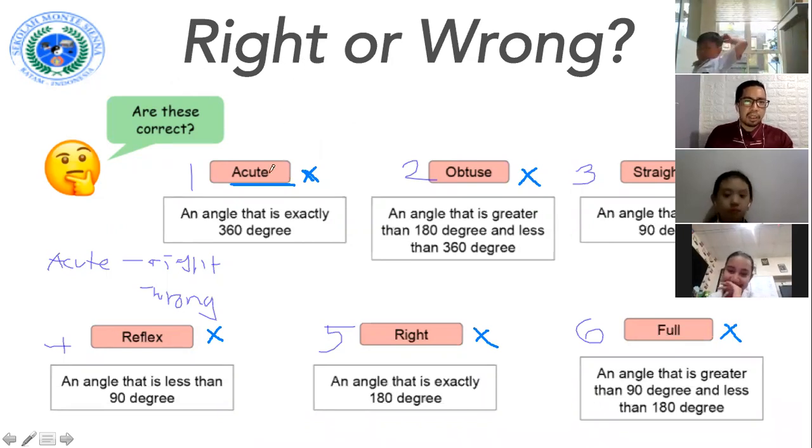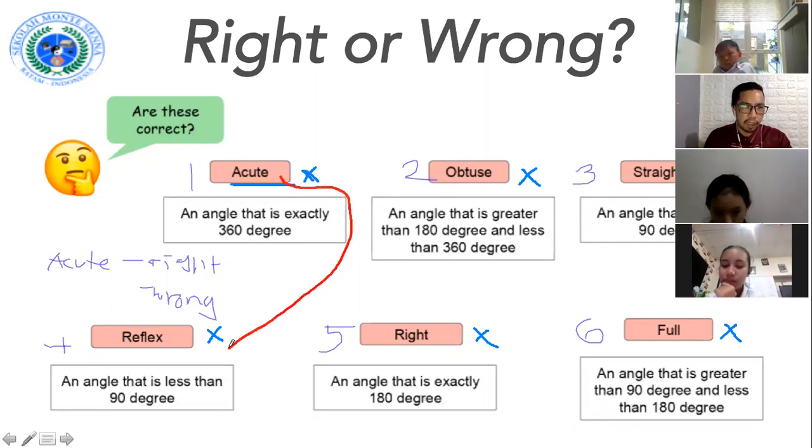Okay, number one, acute. Tell me which number is the definition of acute. Acute is an angle that is less than 90 degrees. Okay, remember that. Number two, obtuse. Obtuse is an angle greater than 90 degrees and less than 180 degrees. So we get this definition, right?